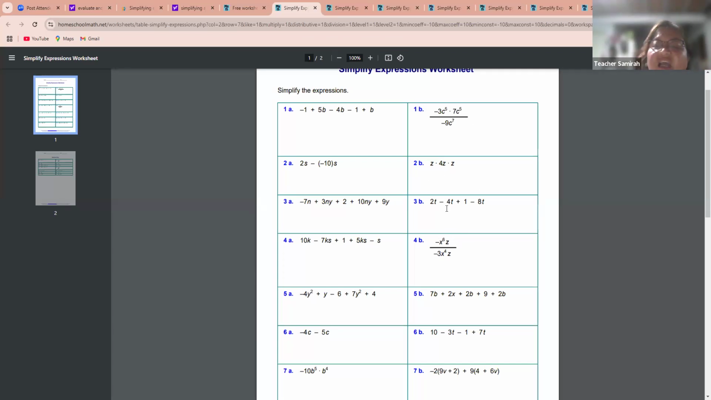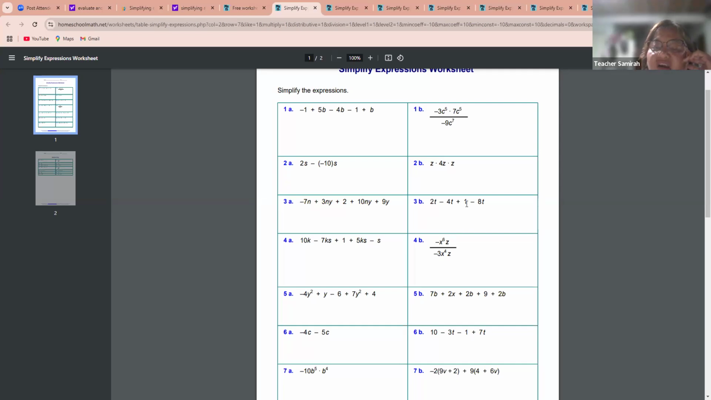2t minus 4t. 4 is bigger than 2 and 4 has a negative sign. What will be my sign? 2t minus 4t equals negative 2t. Very good. Negative 2t minus 8t. 2 plus 8 equals 10. Okay, copy the sign which is negative. So negative 10t and then plus 1.